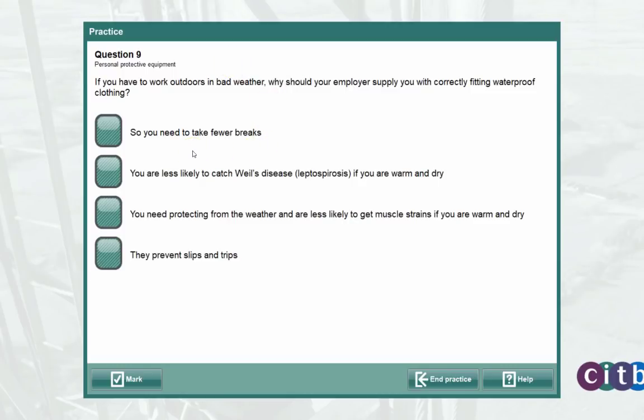If you have to work outdoors in bad weather, why should your employer supply you with correctly fitting waterproof clothing? So you need to take fewer breaks. You are less likely to catch Weil's disease, leptospirosis, if you're warm and dry. You need protecting from the weather and are less likely to get muscle strains if you are warm and dry. They prevent slips and trips.